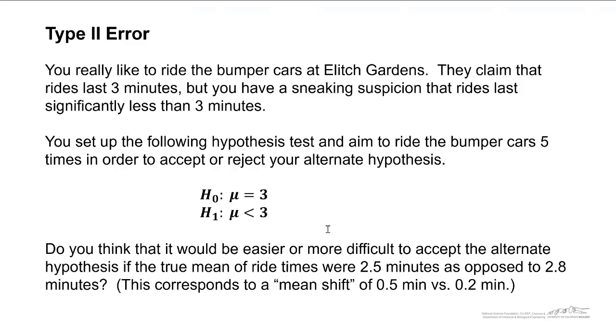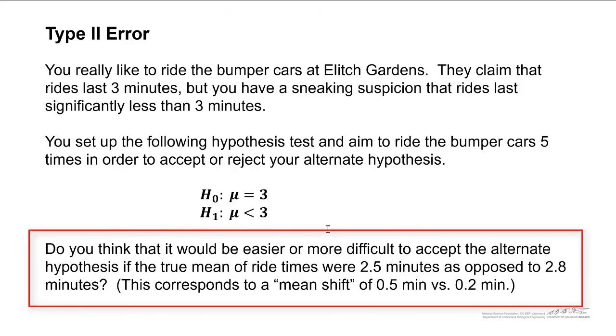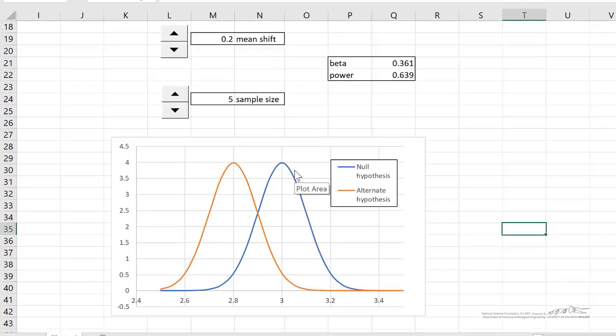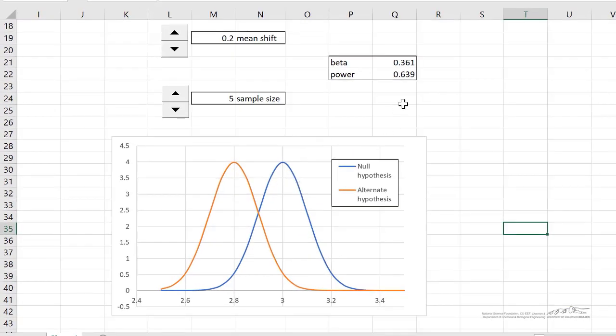Do you think that it would be easier or more difficult to accept the alternate hypothesis if the true mean of ride times were 2.5 minutes as opposed to 2.8 minutes? I've got a simulation here where we have the null hypothesis, which is centered about 3, and I've got a mean shift. The mean shift is basically how far below the null hypothesis the alternate hypothesis is.